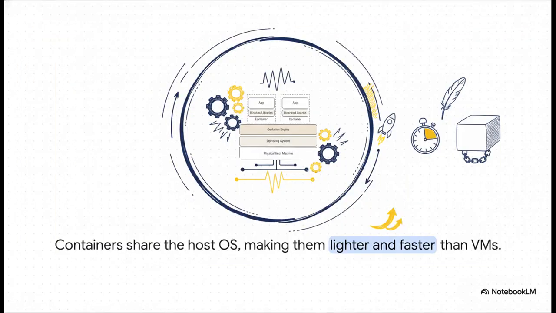This picture makes it super clear. See how those containers are all sitting on top of one single host OS? They're sharing it. There's no extra operating system layer for each application like you have with VMs. That slim architecture is exactly where their speed and efficiency comes from.